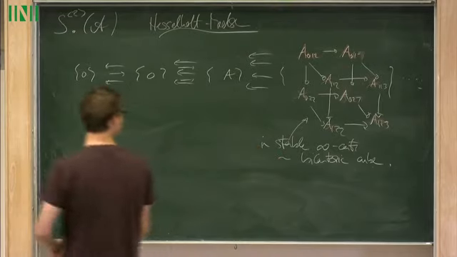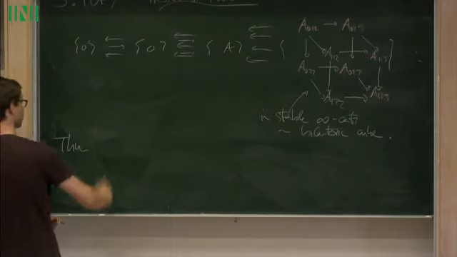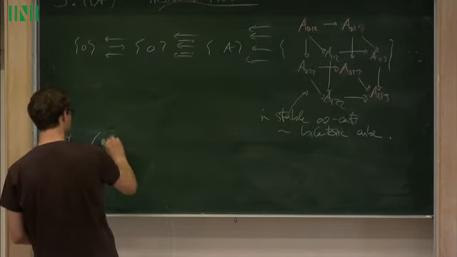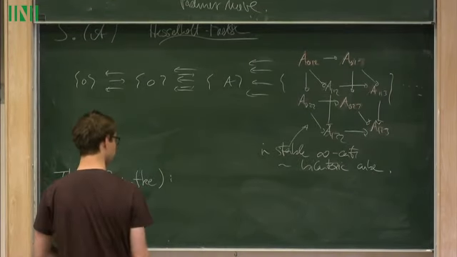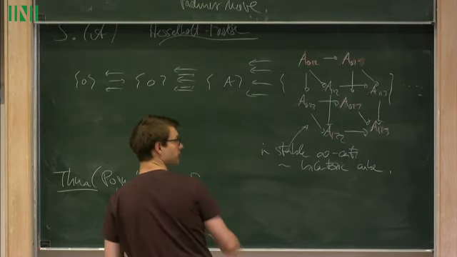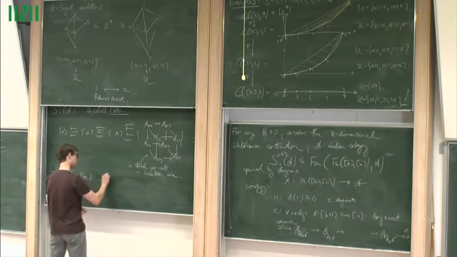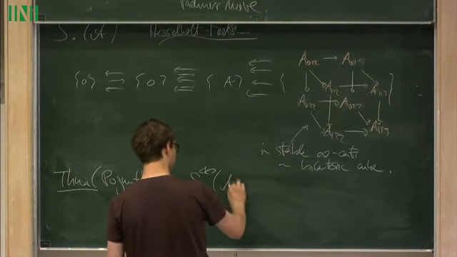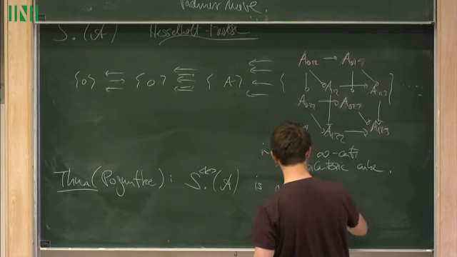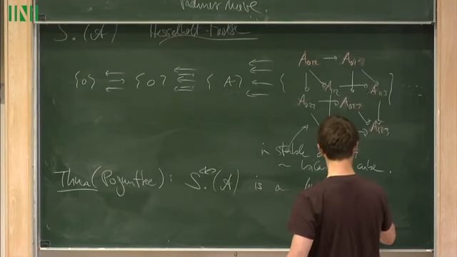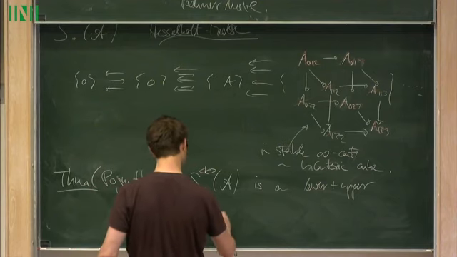Okay, so now here's the theorem. This is a contribution of Thomas Poguntke, which is really the first sequence of examples of higher Segal spaces in dimension bigger than 2. For any dimension k, this k-dimensional S construction of an abelian category is a lower plus upper 2k-Segal space.